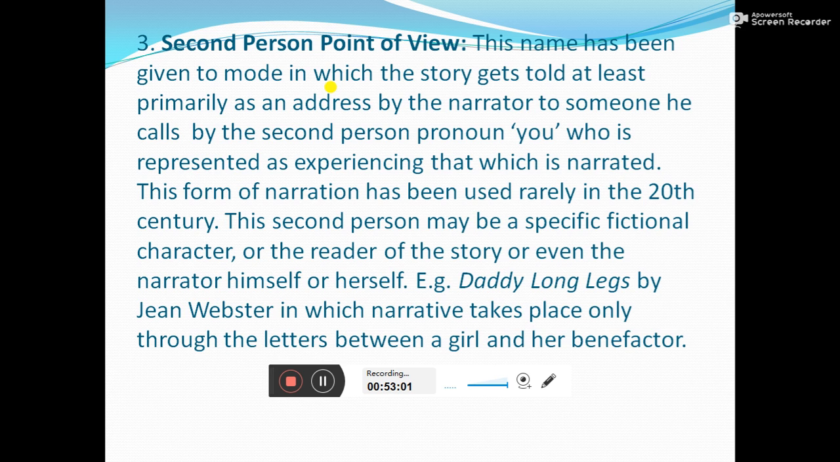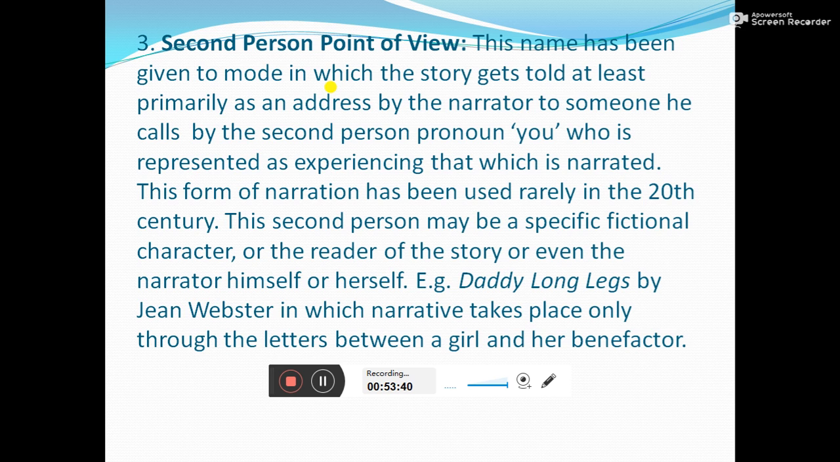Who is this second person? It may be a specific fictional character in the novel itself, or it can be the reader of the story, or even the narrator himself or herself. For example, in Daddy Longlegs by Jean Webster, the narrative takes place only through the letters between a girl and her benefactor. So it is a series of letters, and obviously the second person point of view is used throughout the novel.